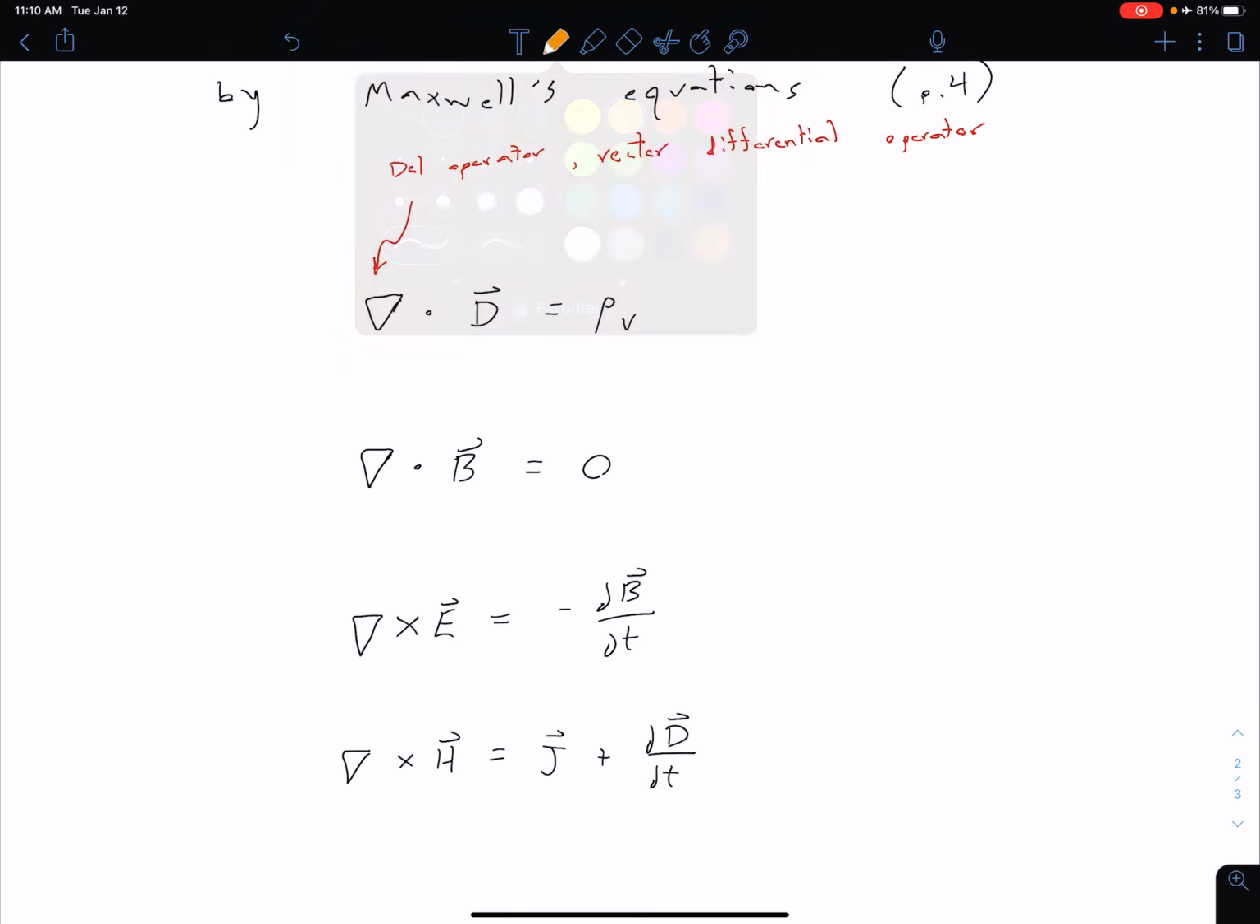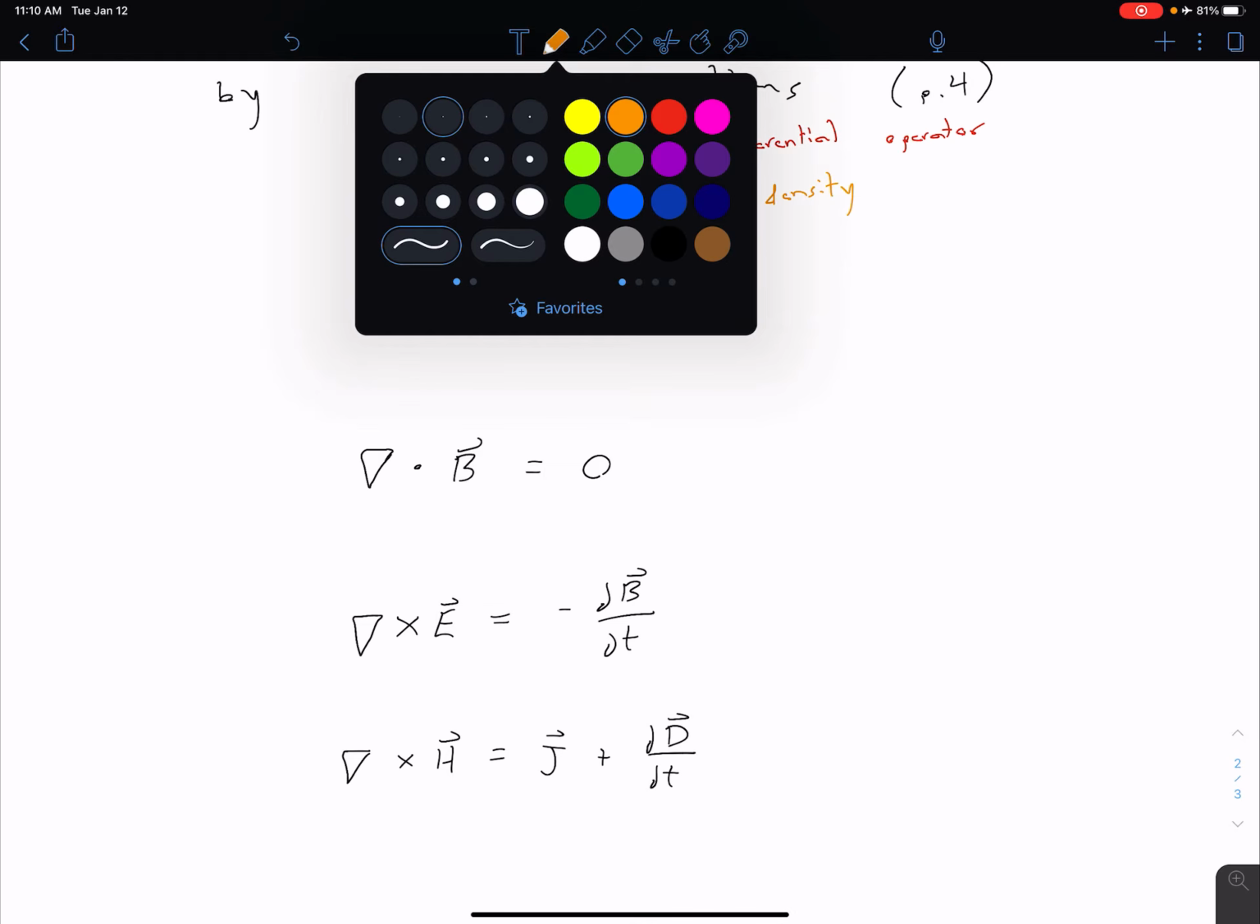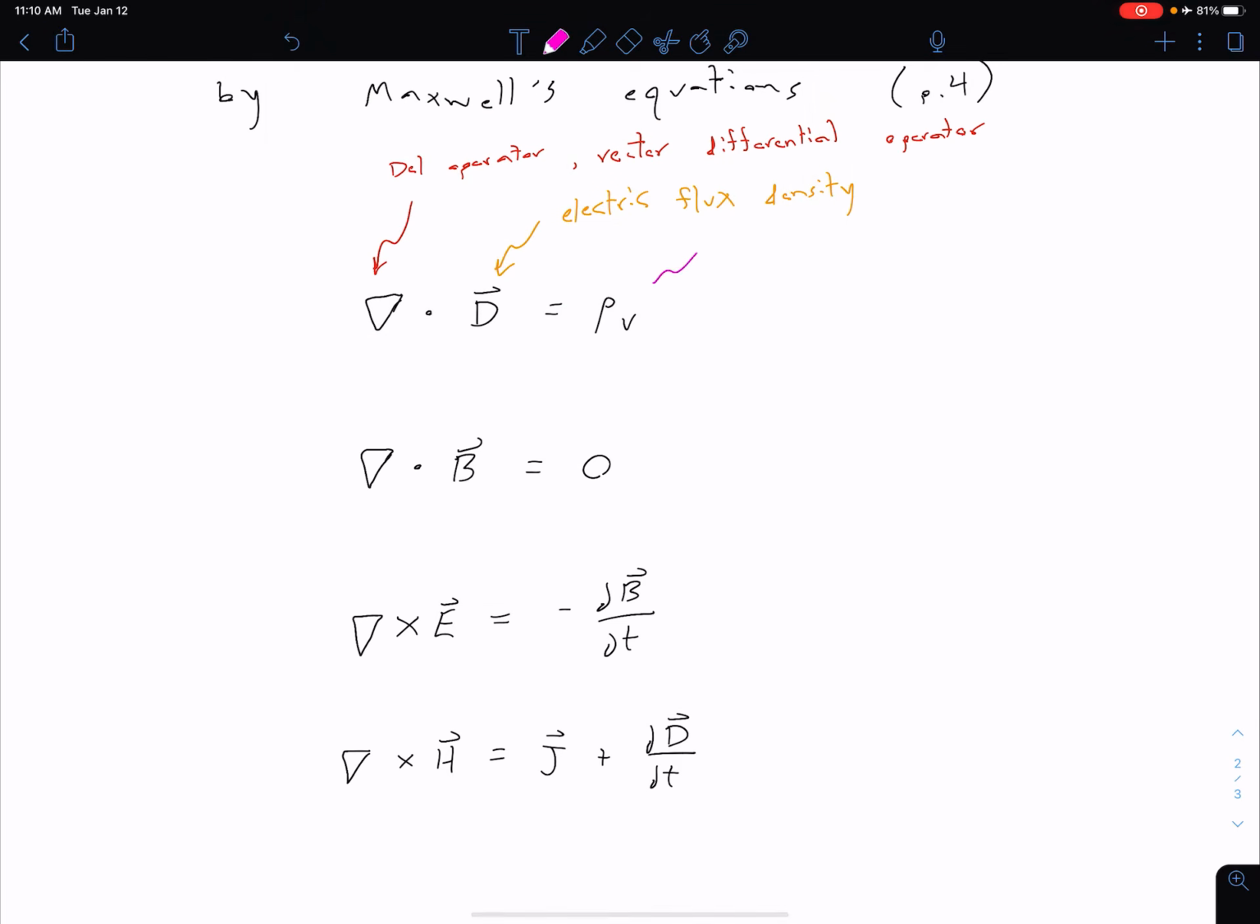This other quantity here, D, in this first equation, is our electric flux density. And again, this is something we'll get to a little later on in the course, but I'd like to go ahead and just define this so you are aware of what things are. We also have in this first equation this rho sub V, which is our volume charge density. So we can think of this as if we had, for instance, a cube.